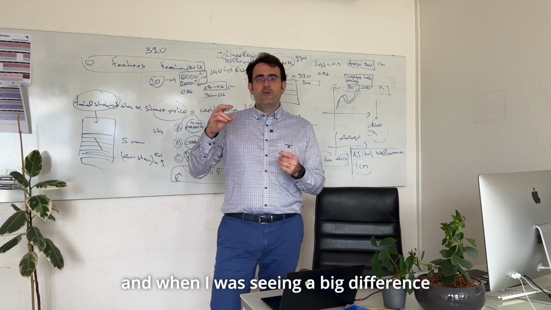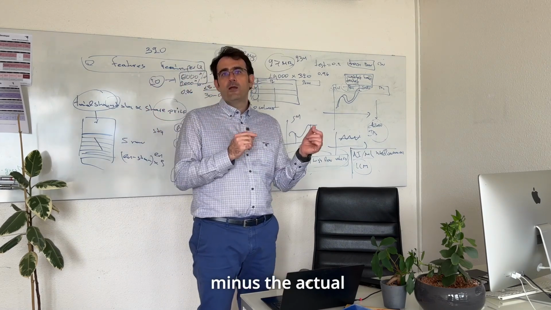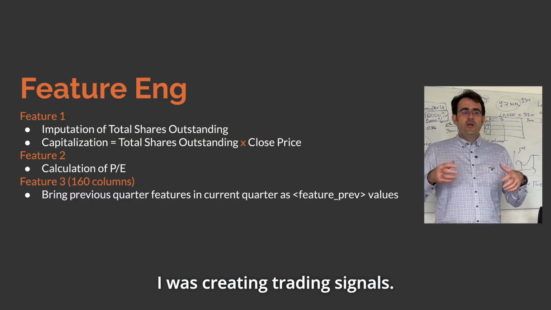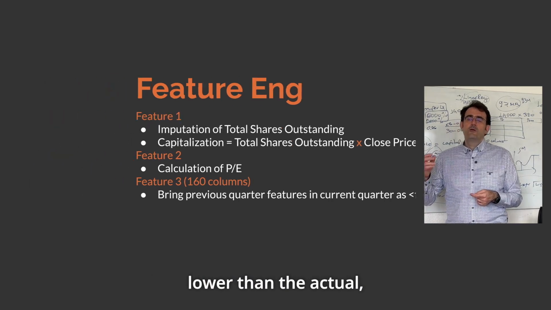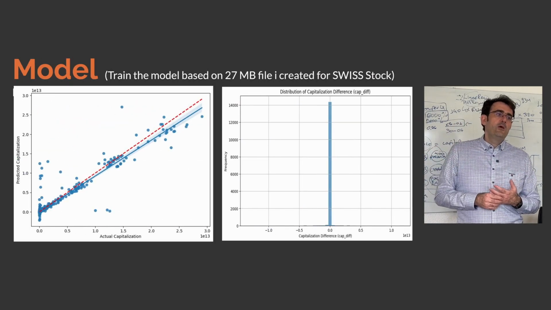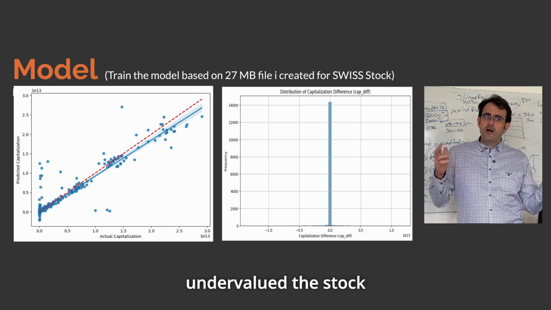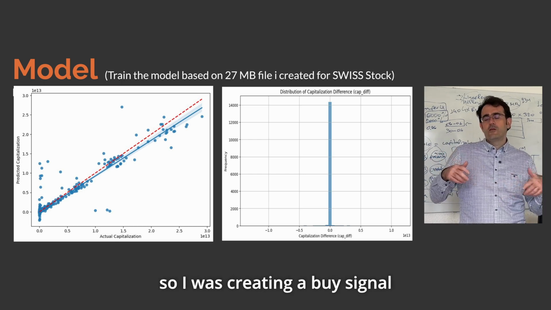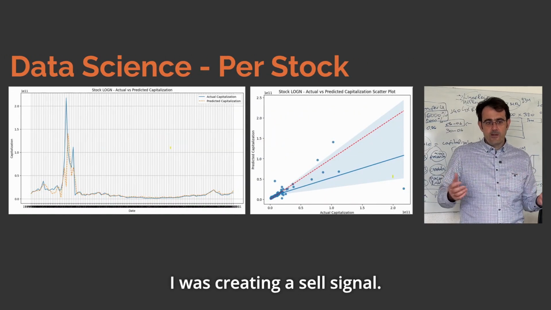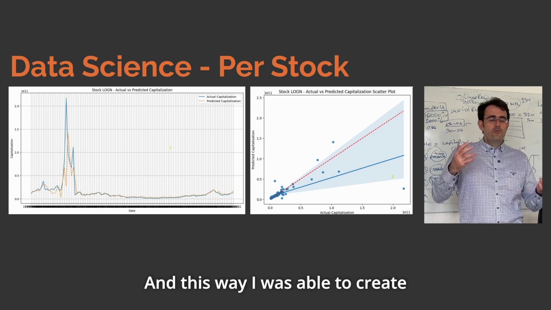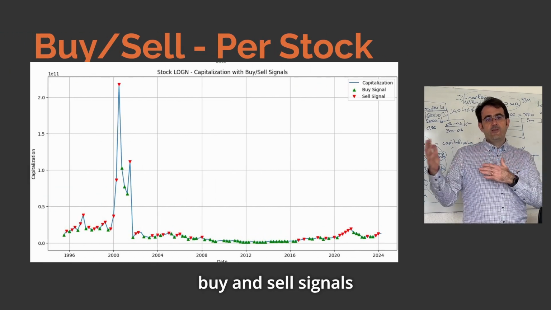years. And when I was seeing a big difference between the predicted capitalization minus the actual, I was creating trading signals. So for instance, if the predicted capitalization was higher than the actual, it means that probably the stock is a little bit undervalued. So I was creating a buy signal. And for the opposite, I was creating a sell signal. And this way I was able to create buy and sell signals for each stock of the Swiss stock market.